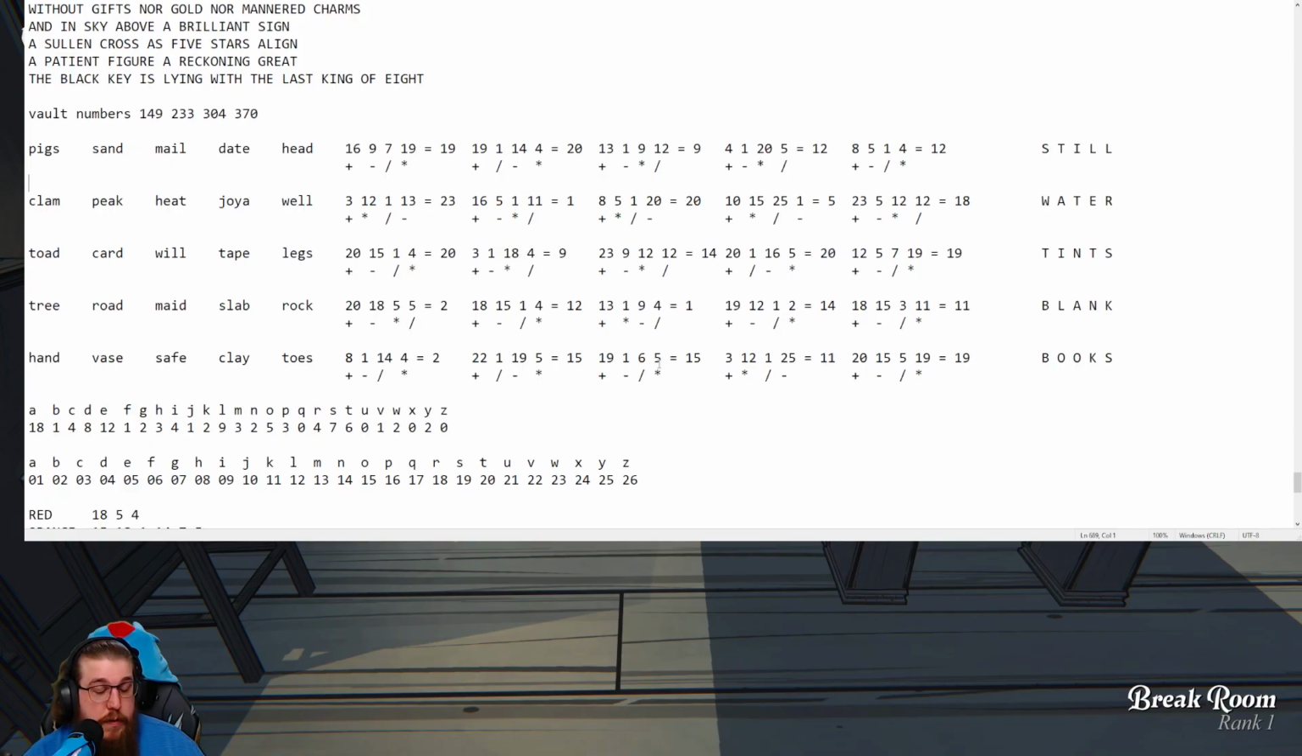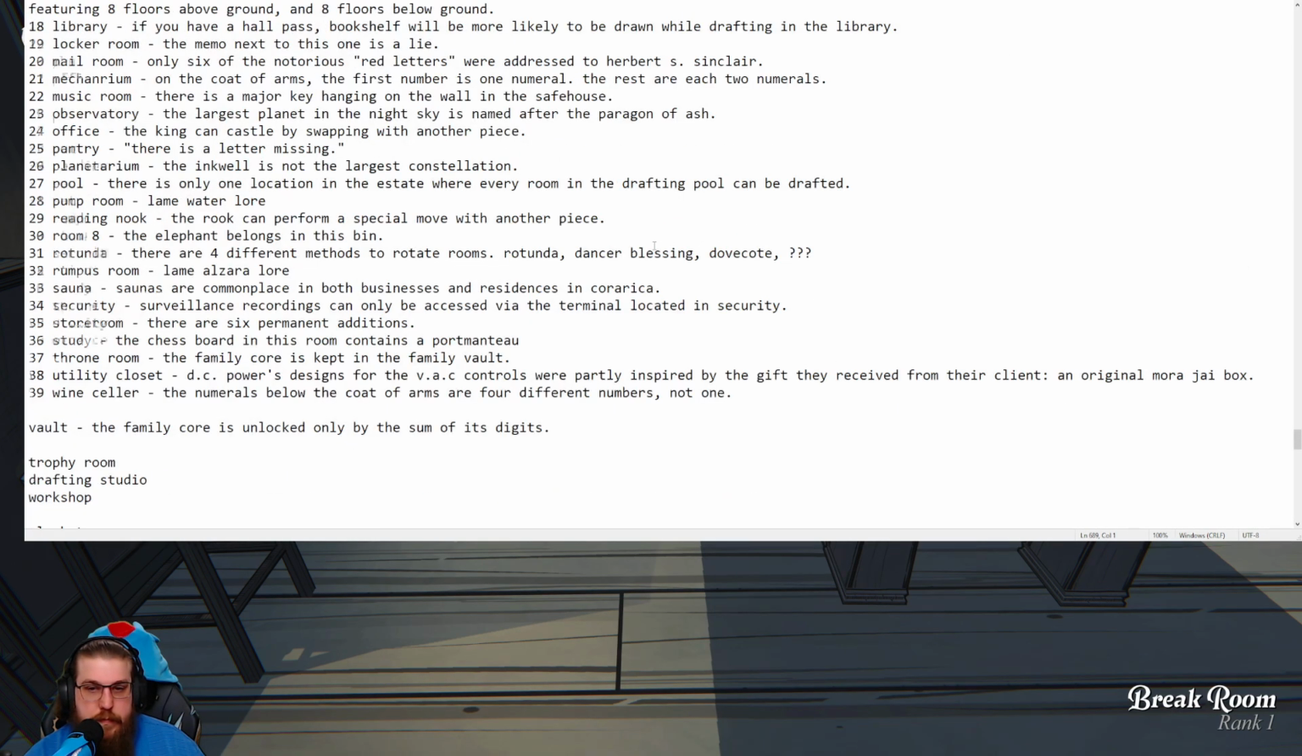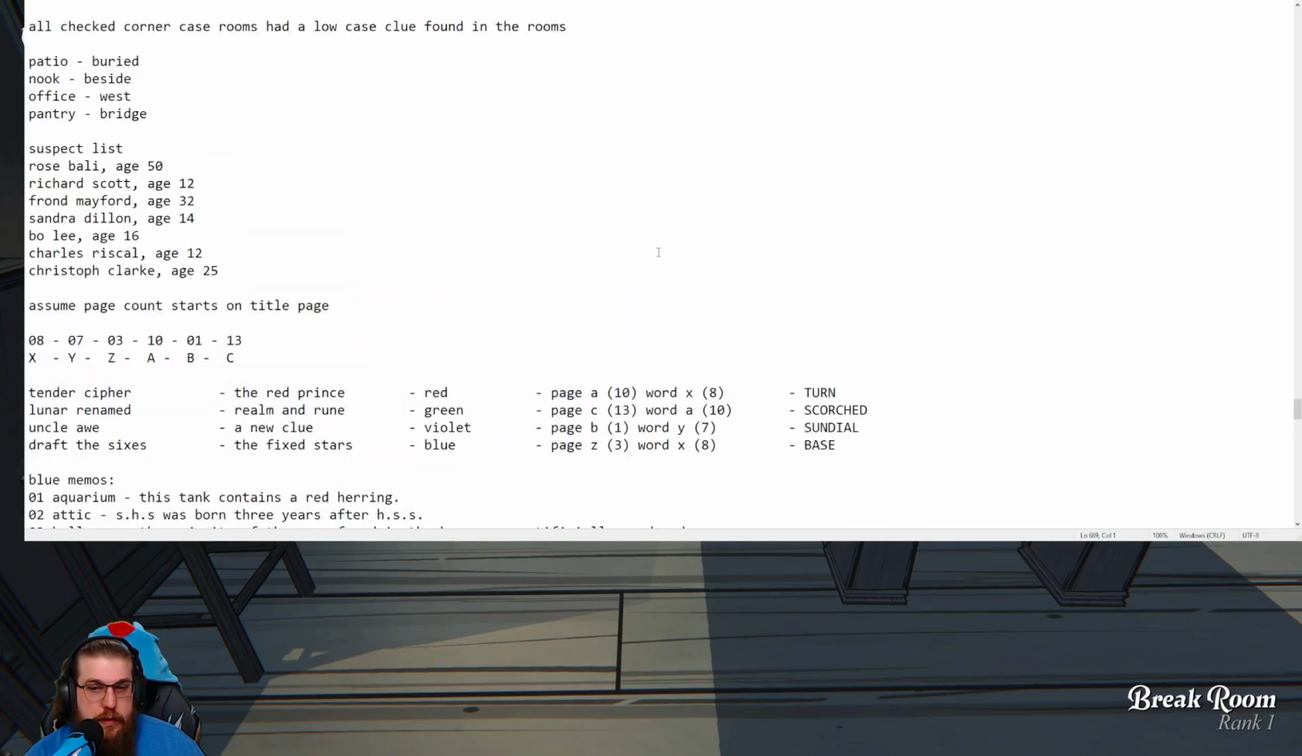The book titles in A New Clue, if you'll remember, they're in here. I've seen the phrase before. Okay, so then it's, yeah. Tender Cipher is an anagram of The Red Prince. Lunar Renamed is an anagram of Realm and Rune. Uncle Awe is an anagram for A New Clue. Draft of Sixes is an anagram for The Fixed Stars.